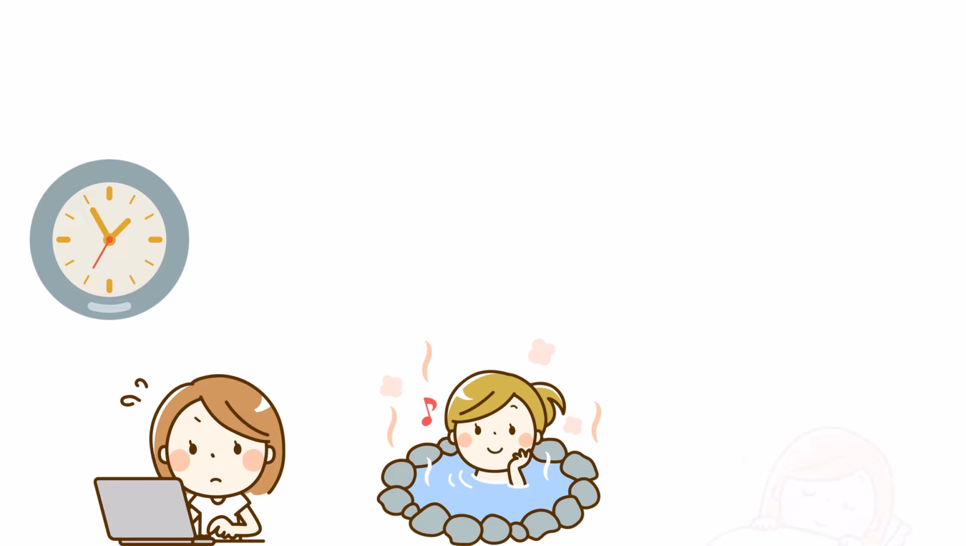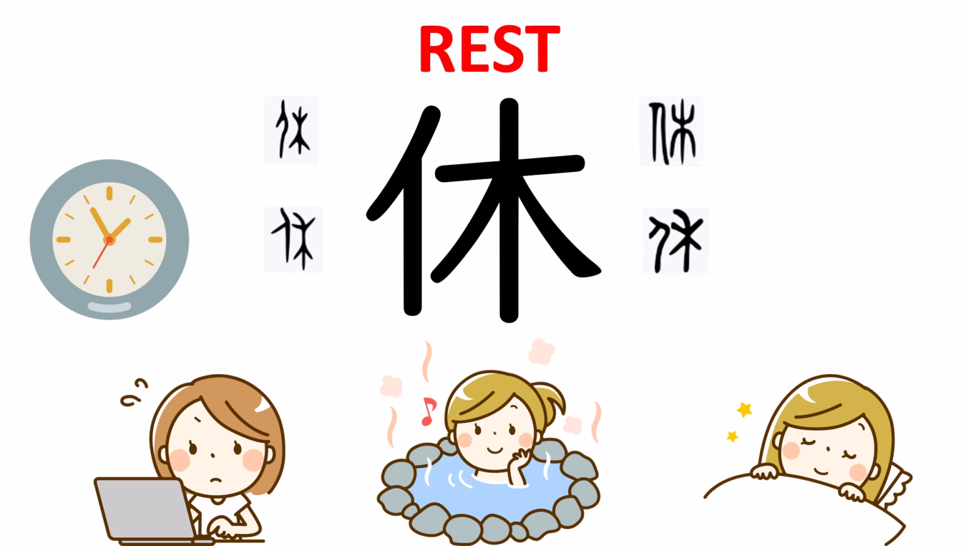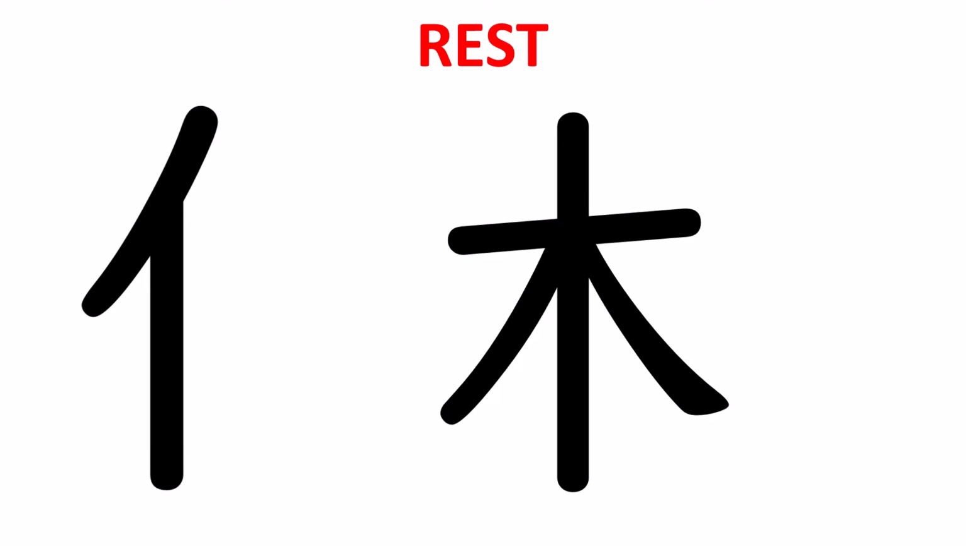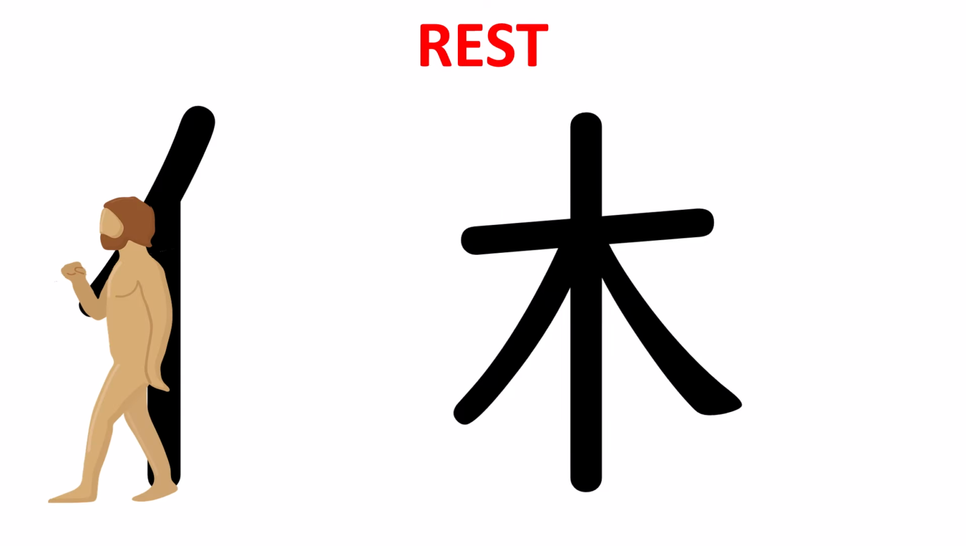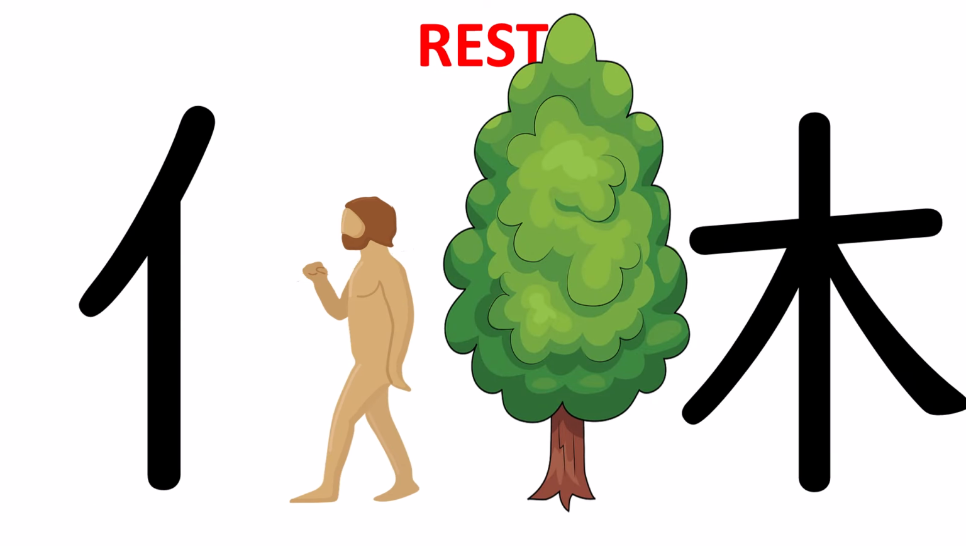Imagine this, you've been working all day, your body aches, and all you want is to close your eyes and rest. That simple image is exactly what today's kanji is all about. But let's dig a bit deeper by looking at its shape. On the left, you see the person. On the right, you see a tree. Put them together and it is literally a person resting against a tree.